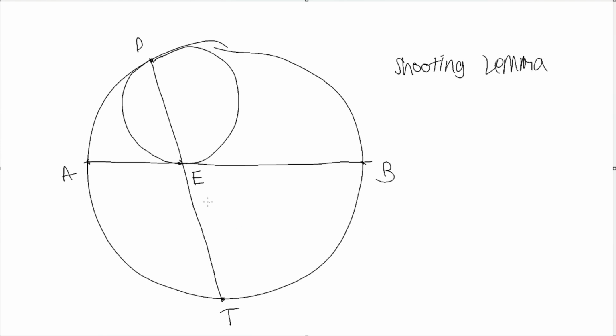Because you're kind of shooting down from one circle to the other. And it's also called the Death Star lemma in other countries because it's shaped like a Death Star. Okay, that's enough of talking about the shooting lemma. Let's get into an example.